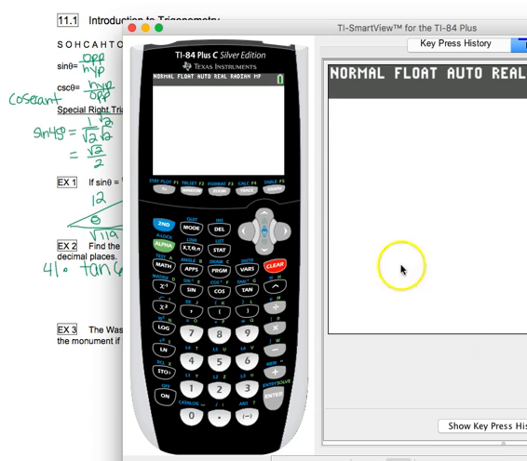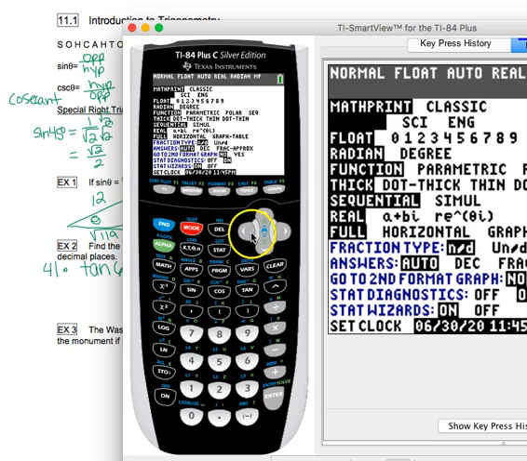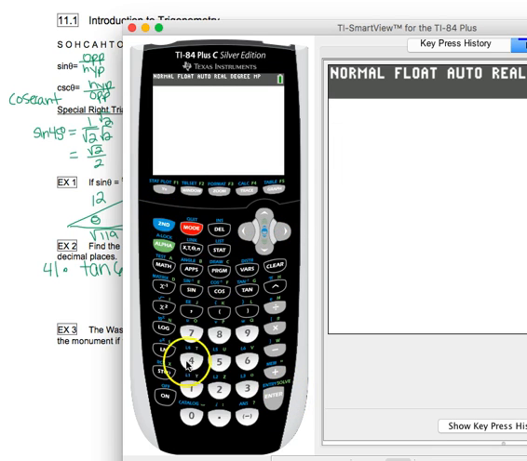Now, very, very important, especially on a graphing calculator, that you know what mode your calculator is in, because there's degrees and radians. And right now, my calculator is in radian mode, but my angles are in degrees. So I need to change it to degree mode. And then I can go ahead and do my problem.